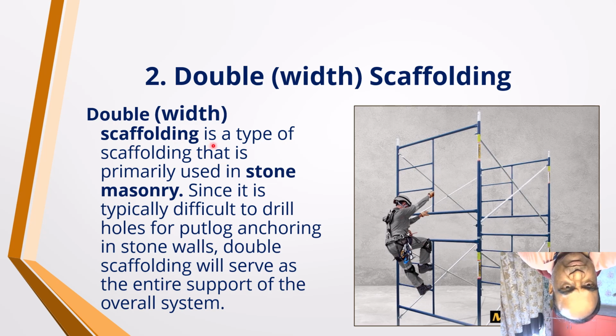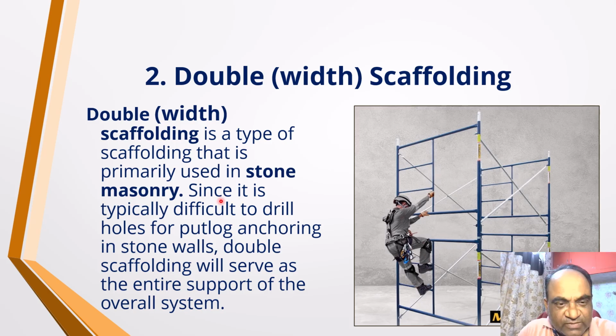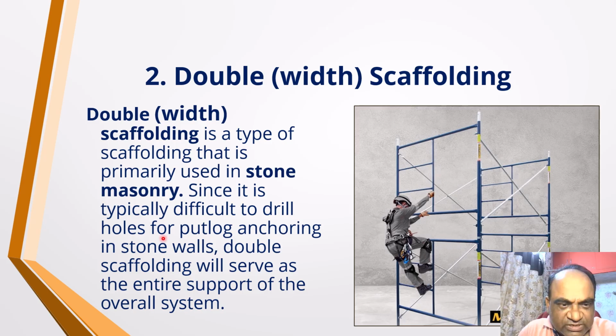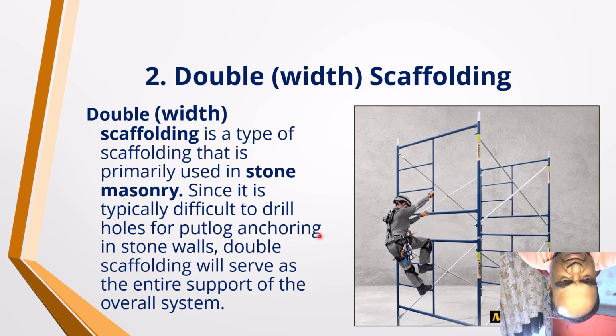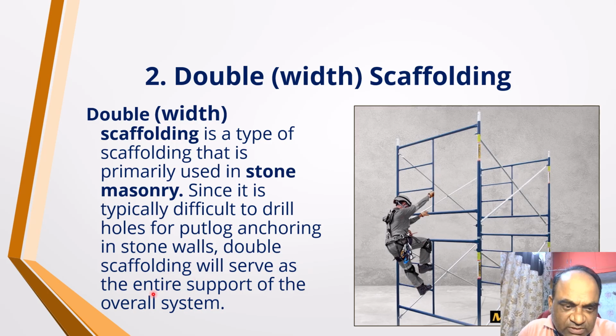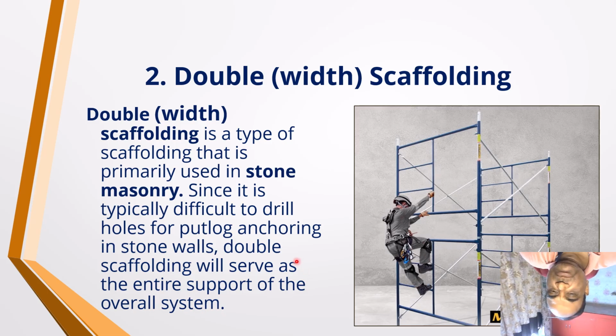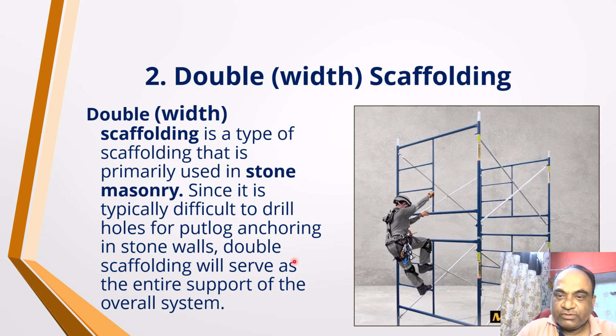Double width scaffolding is a type of scaffolding that is primarily used in stone masonry. If stone work is being done somewhere, this type of scaffold is preferable, since it is typically difficult to drill holes for put-log anchoring in stone walls. Double scaffold will serve as the entire support of the overall system. Doubling the width of the scaffold ensures better safety of the scaffold.